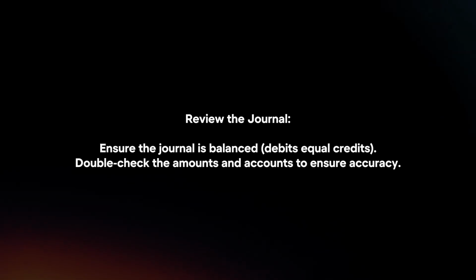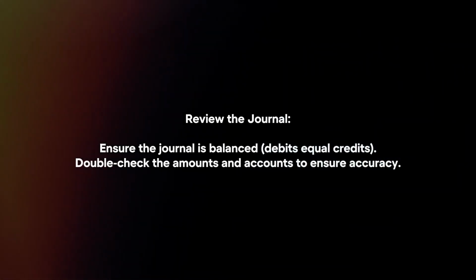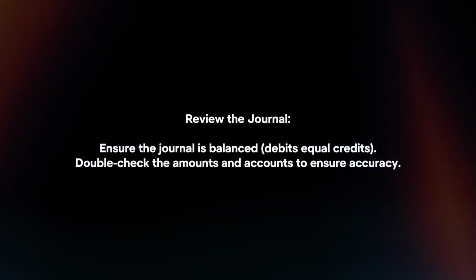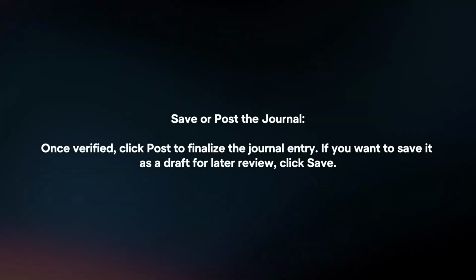Review the journal. Ensure the journal is balanced. Double-check the amounts and accounts to ensure accuracy. Save or post the journal. Once verified, click Post to finalize the journal entry. If you want to save it as a draft for later review, click Save.